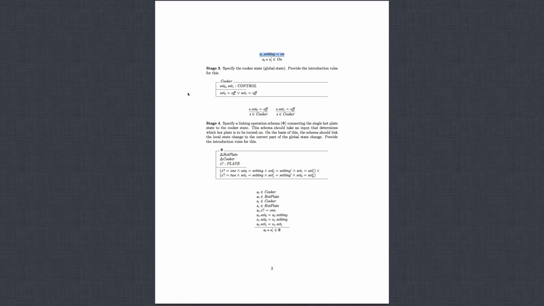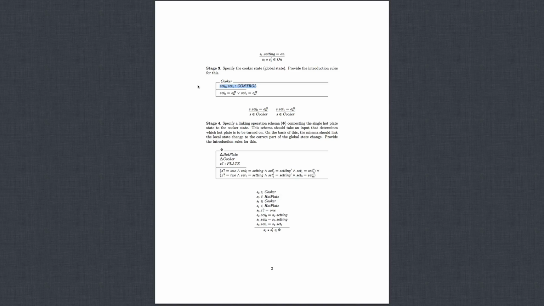Stage 3 was to specify the cooker state, which is going to be the global state, and to provide introduction rules for that. Now, in the cooker, there are two hot plates. So there are two observations. We've called them here set 0 and set 1, and they've also got type control. Okay, so that's given by that declaration there. Two observations, one for one hot plate, one for the other.